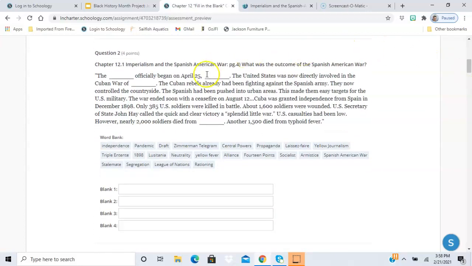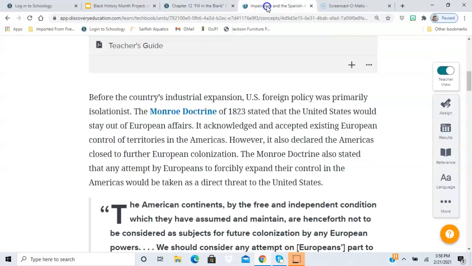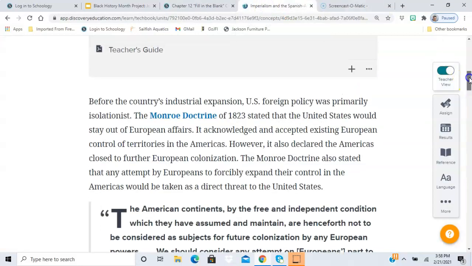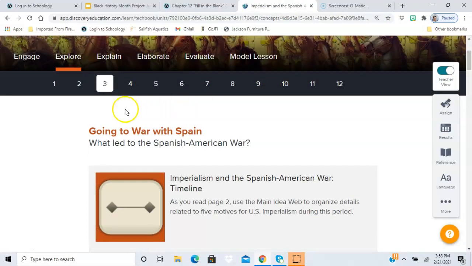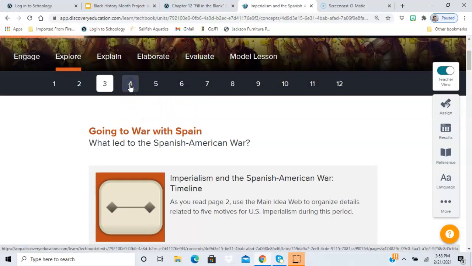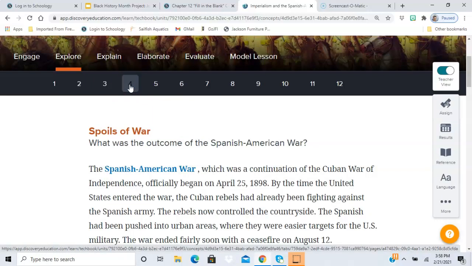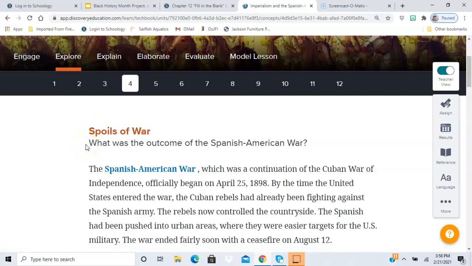Question 2, still on section 1, imperialism and the Spanish-American War, but now we change to page 4. What was the outcome of the Spanish-American War? So we go back to our textbook, then we navigate to page 4, and the question that we're answering in the Cornell notes is exactly the same as the question on page 4. What was the outcome of the Spanish-American War? So it gives you good information.